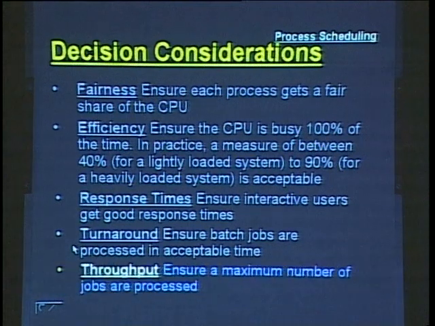And the last consideration for a scheduling algorithm is its throughput, and that means the scheduling algorithm should ensure that the maximum number of jobs are processed in any given unit of time. So we have discussed the important considerations for looking at scheduling algorithms, which are fairness, efficiency, response time, turnaround time, and throughput.